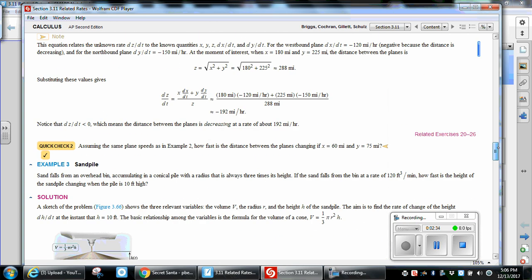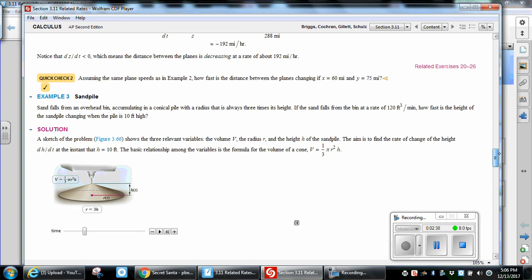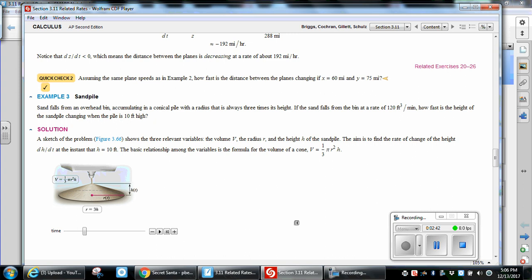Okay, now our next problem, let's go ahead and read it here. Some sand is falling from an overhead bin, and here you have the image. Here is the overhead bin. The sand is falling from there and accumulating in a conical pile, so it looks like a cone, with a radius that is always 3 times its height. So I assume that's going to be important in a minute.